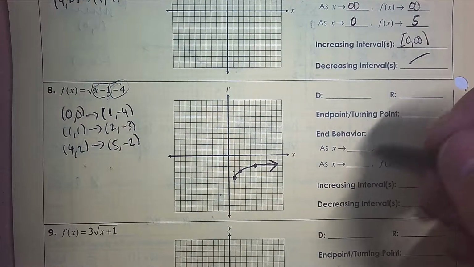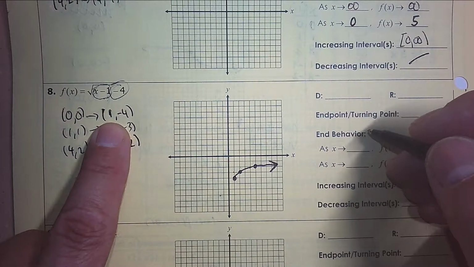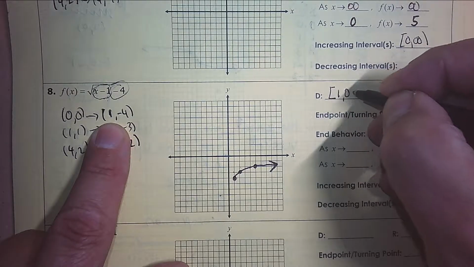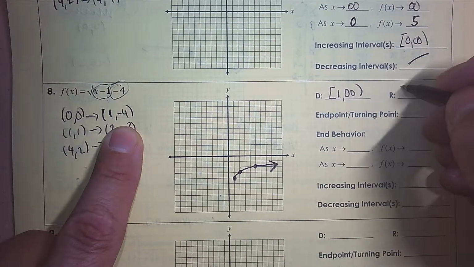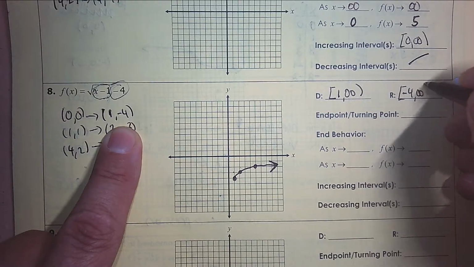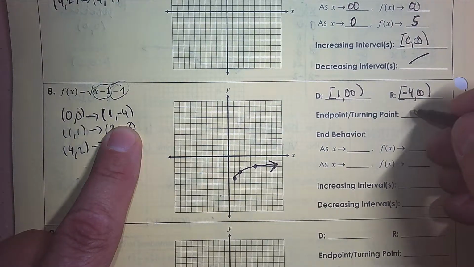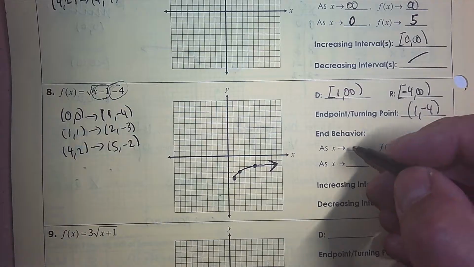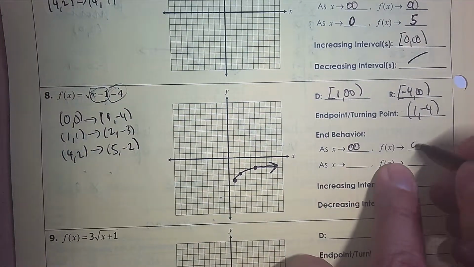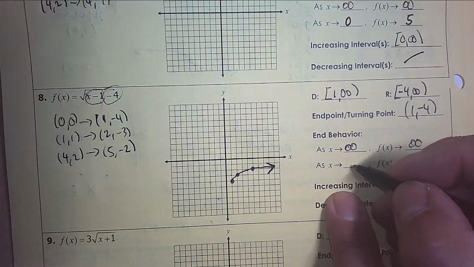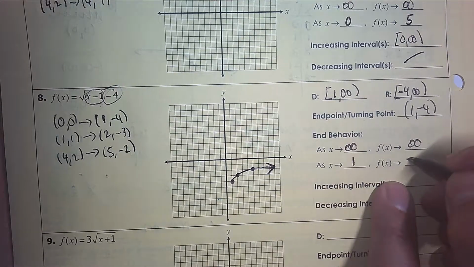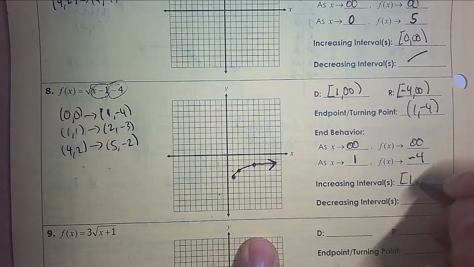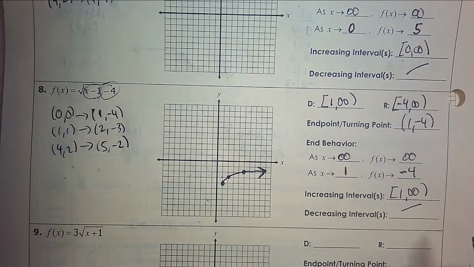The domain. The domain comes from your starting point. So the smallest number for x is 1, and it goes to infinity. The range, the smallest number is -4, and it goes to infinity. And we already said that 1 and -4 is where we're starting our graph. As x approaches infinity, what does the function approach? Infinity. As x approaches 1, what does the function approach? -4. It's increasing from 1 to infinity, and it never decreases.